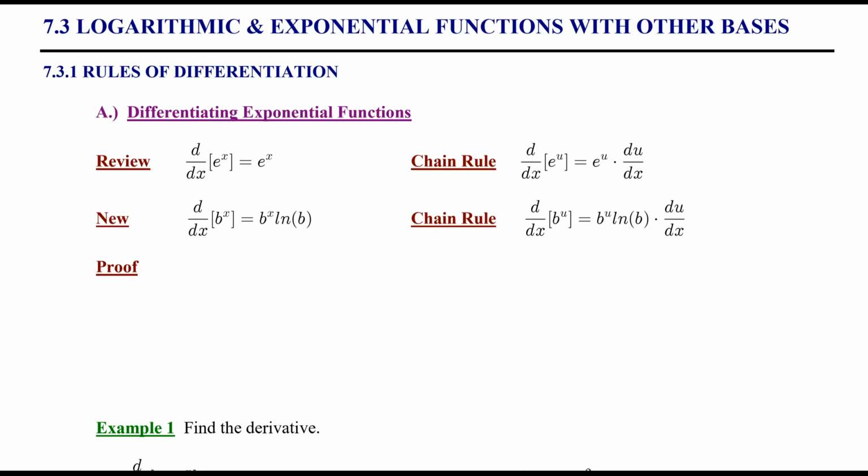Now let's see where this formula comes from. We're going to start out with an exponential function with base b. So b has to be greater than 0, b can't be equal to 1, all of the ordinary stipulations for exponential functions. Now let's go ahead and take the natural log of both sides. So we have natural log of y equals natural log of b to the x. By log properties, we're allowed to move that exponent down in front as a coefficient. Then we will differentiate both sides of this equation with respect to x.